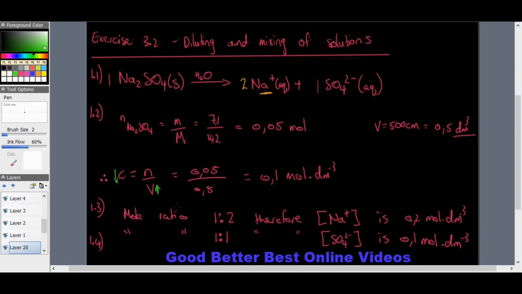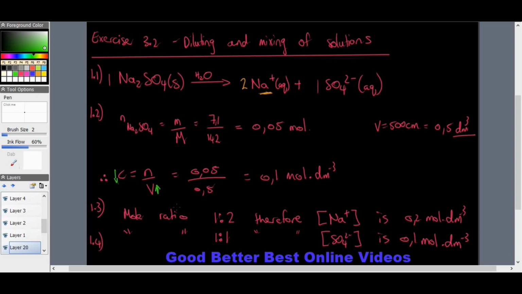So the concentration now of Na+ for 1.5 is only 0.1 mole per decimeter cubed and no longer 0.2 moles per decimeter cubed. That's for number 1.5. Sorry for the initial confusion because I was babbling there. And then we have 1.6.